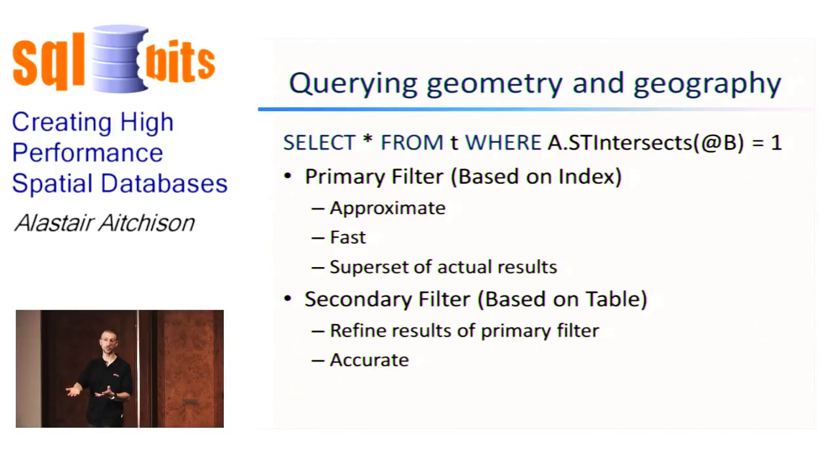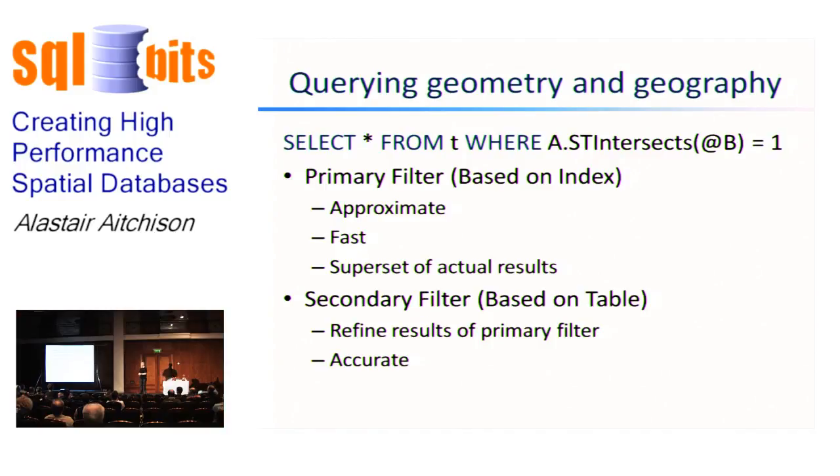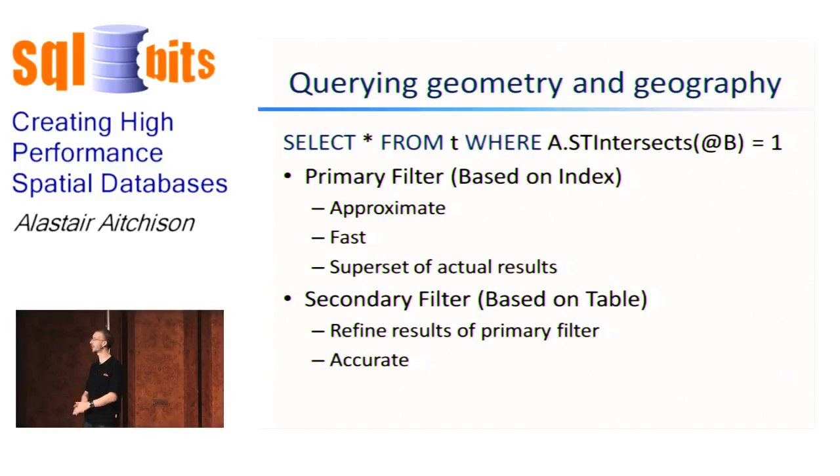A contains points of interest, I meant to say, and the B parameter supplied is a polygon representing Wales. So you select all the rows from the table that intersect that polygon. That's what I mean by a spatial query. And the key thing to note is that it's based on comparing two geometries or two geography instances. You can't compare a geometry with a geography or a geography with a geometry. They must be of the same type.